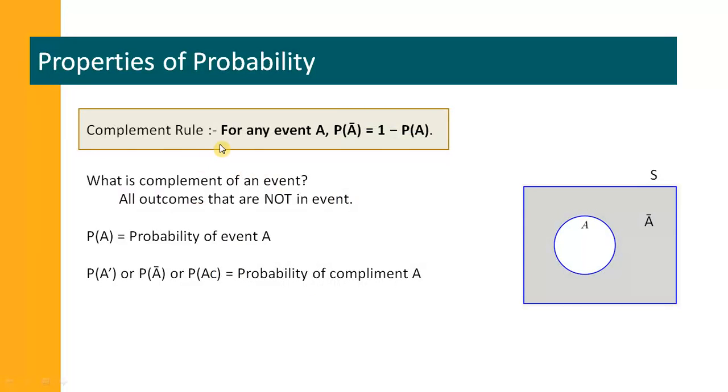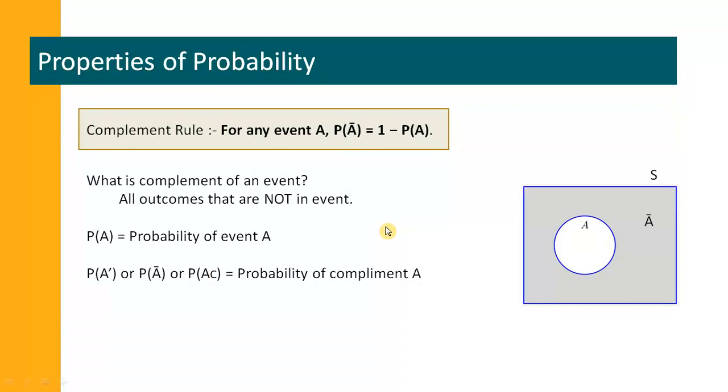First, the complement rule, which says for any event A, P of A bar is equal to 1 minus P of A. This A bar is the complement of A. What is the complement of an event? All outcomes that are not in the event are called the complement of the event. See, this is the sample space. A is an event. Everything that is not in A is A complement. So if P of A is the probability of A, then we can say P of A dash, or P of A bar, or P of A complement, is the probability of the complement of A.